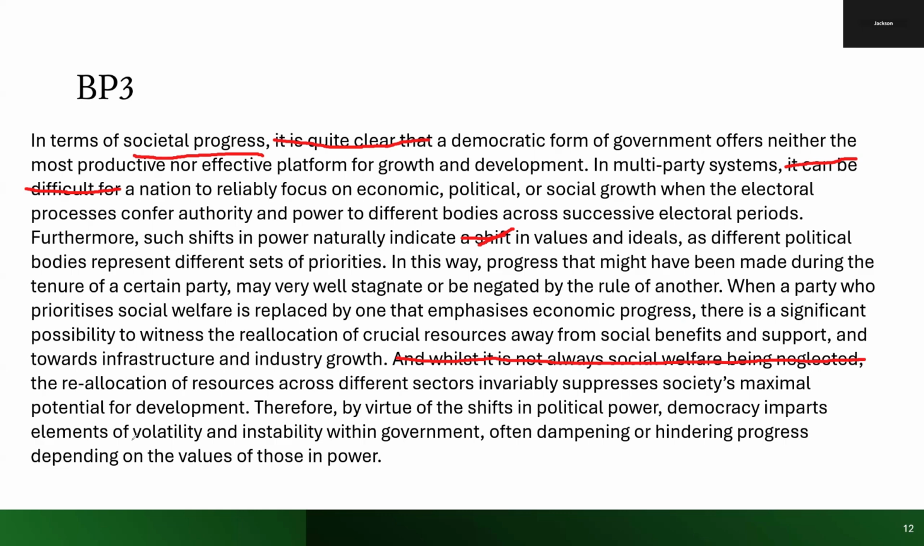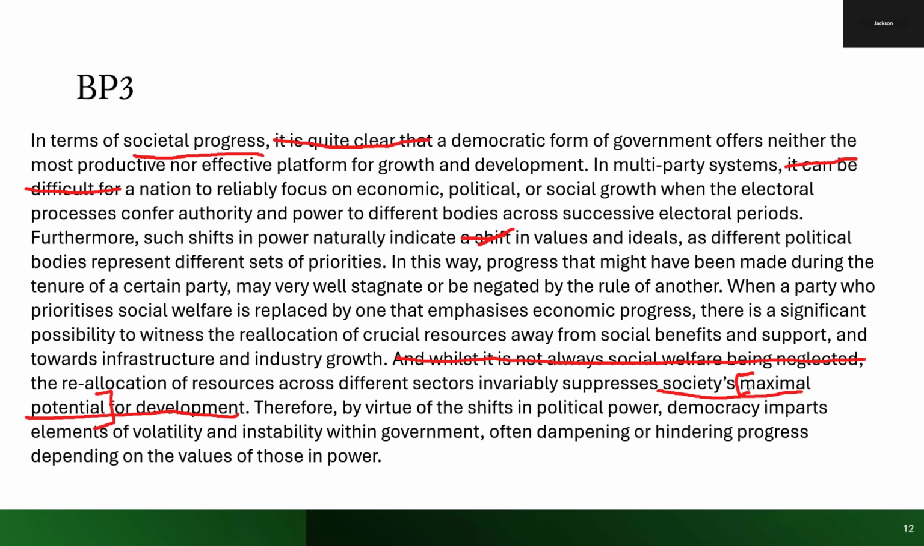Lastly, there's this idea of further elaboration of key themes being possible. So this is referring to this part here. Suppresses society's maximal potential for development. This is the main troublesome word here, maximal potential for development. So we're talking about societal progress, but maximal potential is a little bit different. Progress is the progress itself, but potential talks about a potential capacity, something that is not yet achieved.